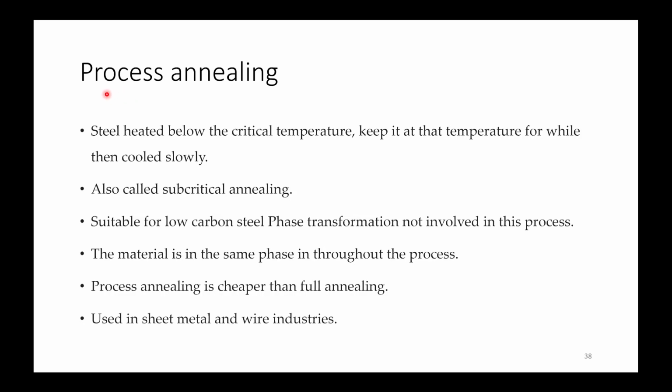Another process is process annealing. In this case, steel is heated below the critical temperature, kept at that temperature for a while, then cooled slowly. It is also called subcritical annealing. It is suitable for low carbon steels. Phase transformation is not involved in this process, and the material is in the same phase throughout the process. Process annealing is cheaper than full annealing, so it is used in the sheet metal and wire industries.